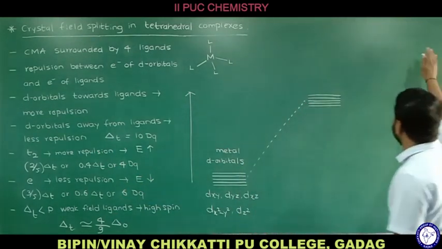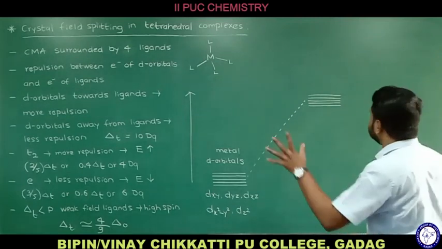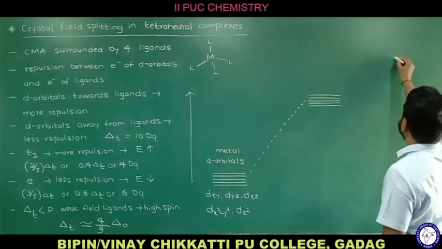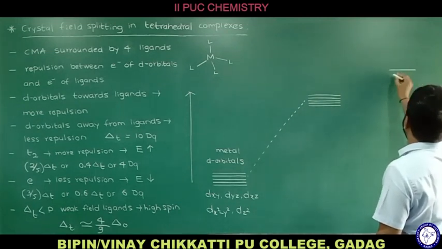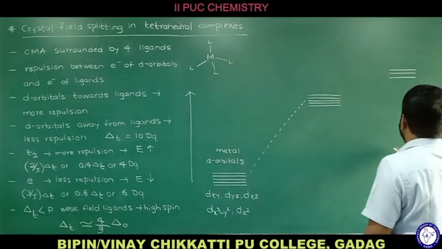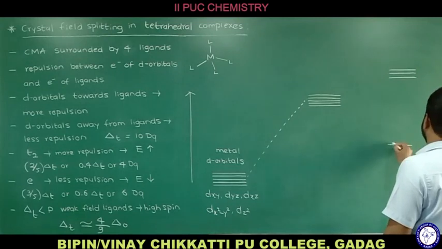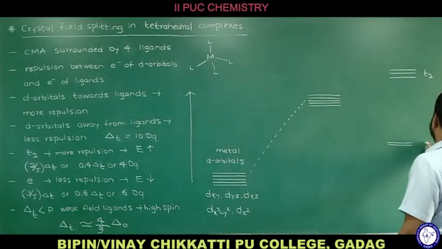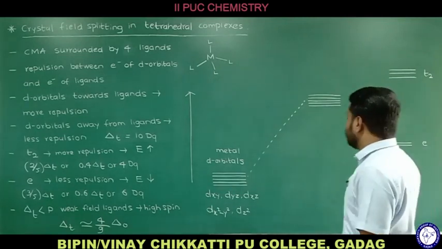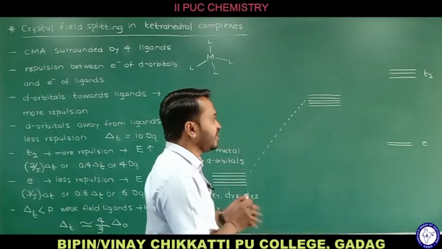Therefore, T2 I will draw here and E I am supposed to draw here. T2 contains 3 atomic orbitals, so I write 1, 2 and 3, and then the E set has two more. So this is T2 and this will be E. I won't write T2g or Eg, because the center of symmetry is absent in a tetrahedral complex.